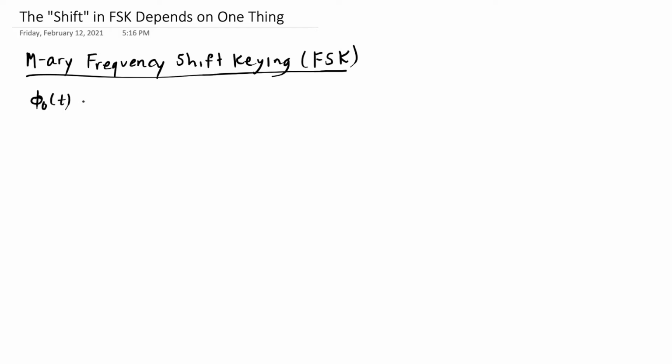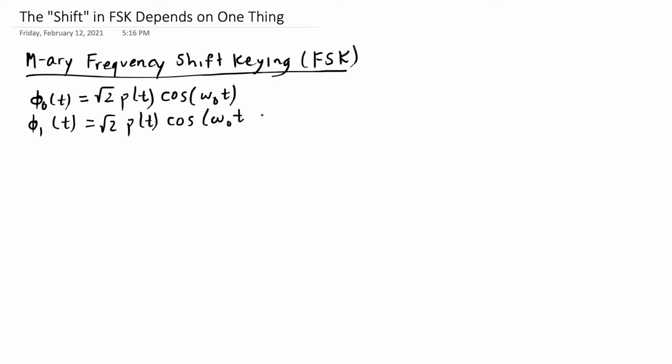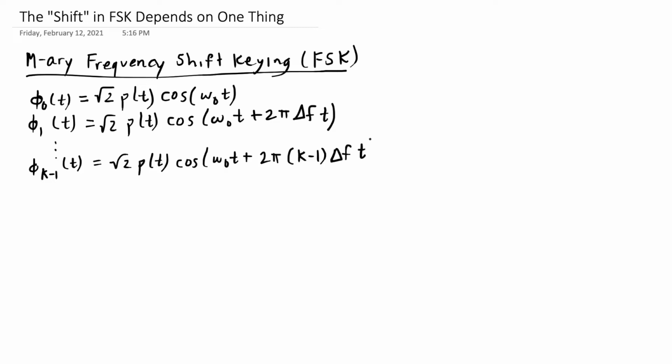For FSK, these basis functions are all cosines multiplied by a pulse shape, but the cosines are at different frequencies. The first frequency is omega naught, and then we have omega naught plus 2 pi delta f, and then omega naught plus 4 pi delta f, and so on until the last one is shifted by 2 pi (k minus 1) delta f. So the offset in hertz between neighboring orthogonal basis functions is delta f.